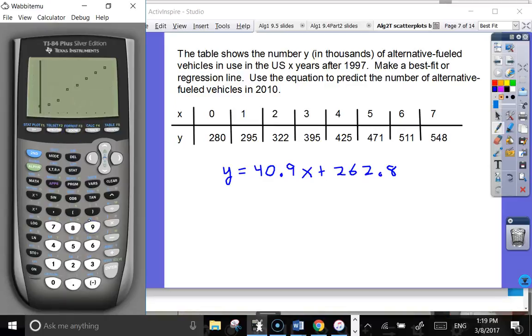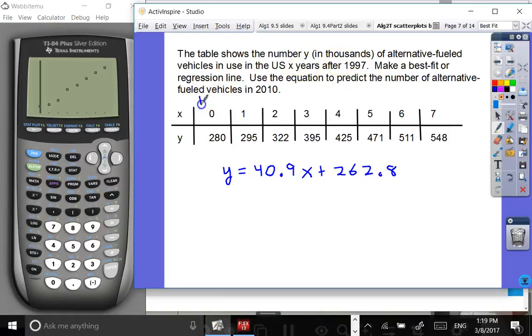Okay, so we made our regression equation. Now we need to make a prediction. Use the equation to predict the number of alternative fuel vehicles in 2010. Okay, well, let's see. x years after 1997. So this 0 year is 1997. So 2010 would be what value of x? If 1997 is 0, 2010 is?